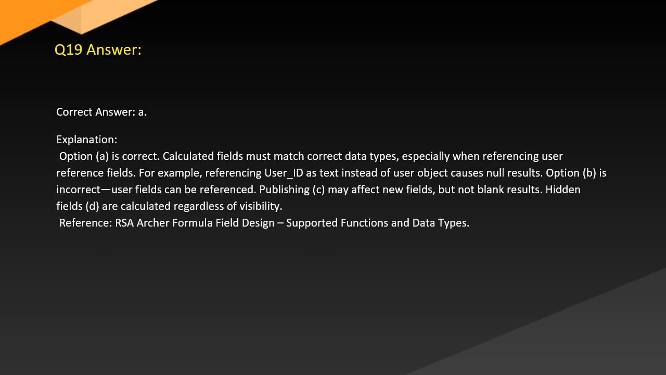Answer. Correct answer: A. Explanation. Option A is correct. Calculated fields must match correct data types, especially when referencing user reference fields. For example, referencing user ID as text instead of a user object causes null results. Option B is incorrect. User fields can be referenced. Publishing (C) may affect new fields but not blank results. Hidden fields (D) are calculated regardless of visibility. Reference: RSA Archer formula, field design, supported functions and data types.